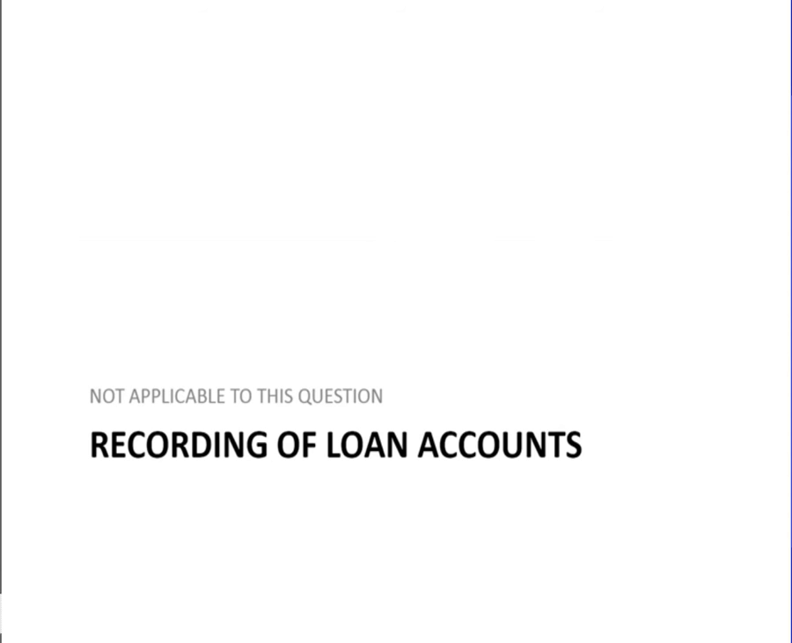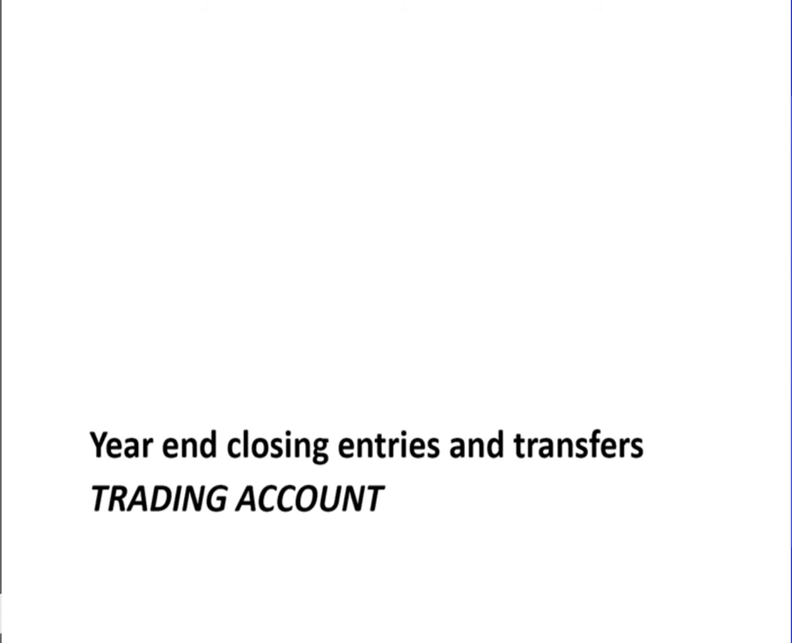Recording of loan accounts. There were none in this example, so we can move on. Then we're going to take our year-end closing entries and transfers and take it to the trading account. And this is where I'm also going to end up working out just now in the profit and loss account your profit of 12,000 for that commission we were dealing with a few minutes ago.